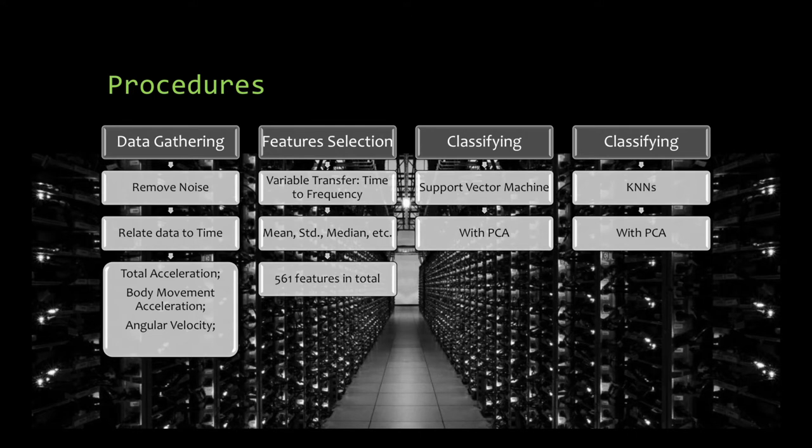So after all these procedures, we finally obtain a dataset consisting of total accelerations, body accelerations, and angular velocities of the users. The next step is feature selection. First, we change our function variables from time to frequency in order to get another set of data. Then, for each set of data, we calculate their means, standard deviations, medians, and so on to obtain our features. Finally, after all the calculations, for each data point we get 561 features in total. Then for the classification work, we tried several methods, including support vector machines and KNN. For both methods, we tried applying PCA in order to reduce the calculation time.